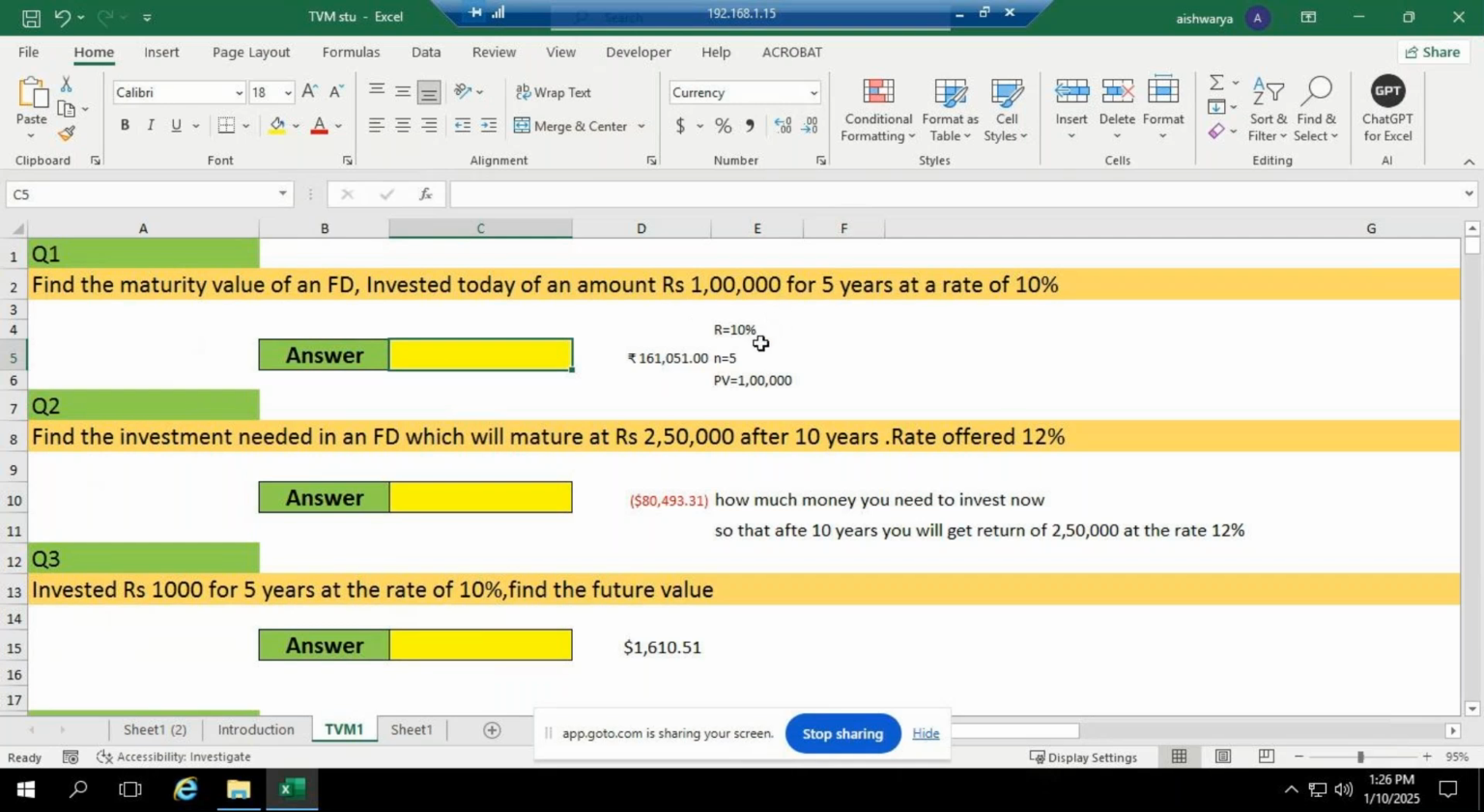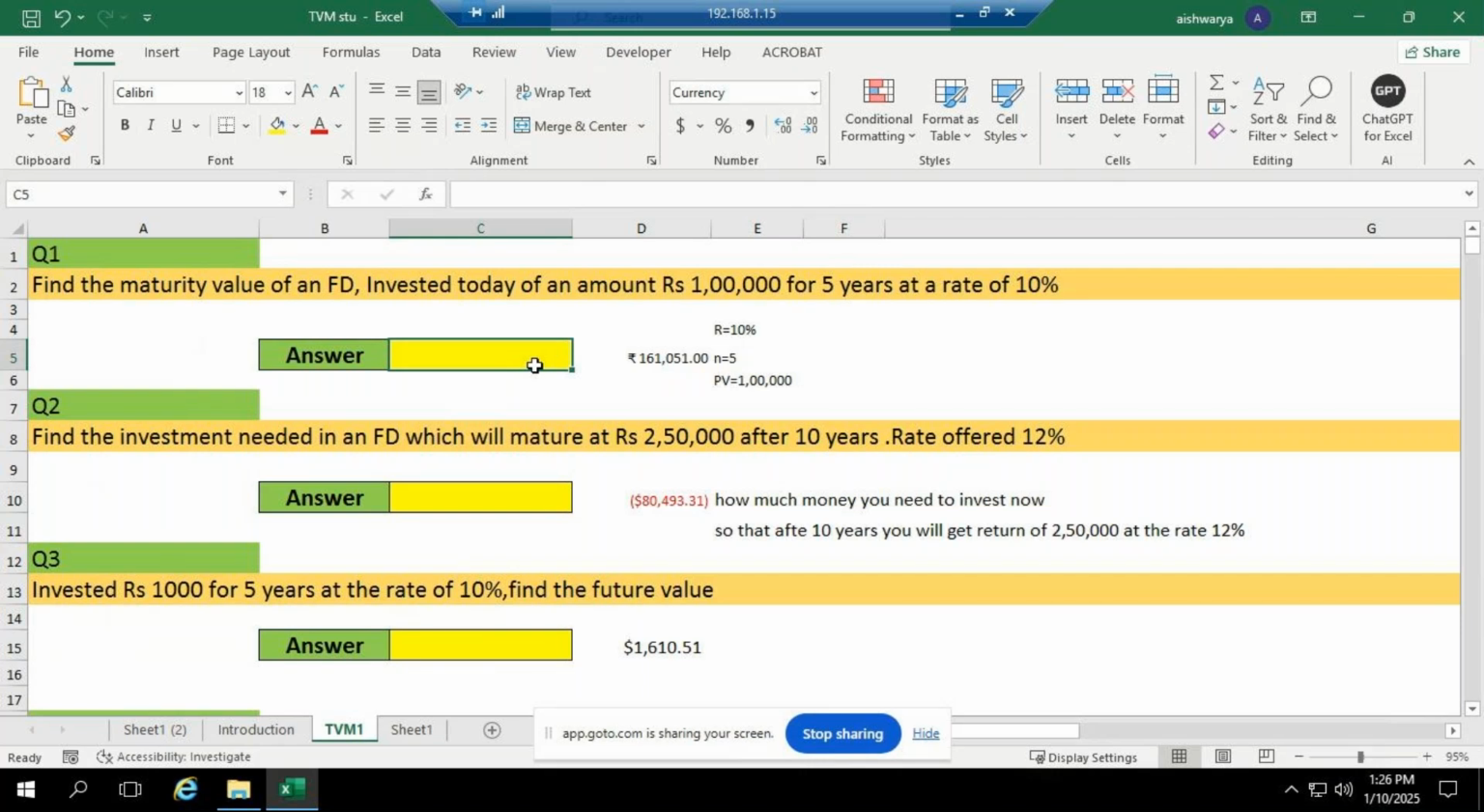So today you have invested 1 lakh rupees for 5 years at the rate of 10%. Then you have to find out the future value, so that means the maturity value. They are asking us to find out the maturity value, so when that one will be matured. After 5 years only, this particular thing will be matured, right?